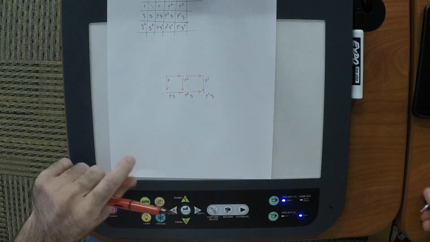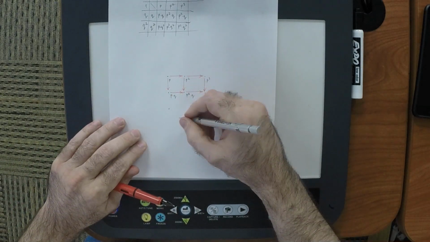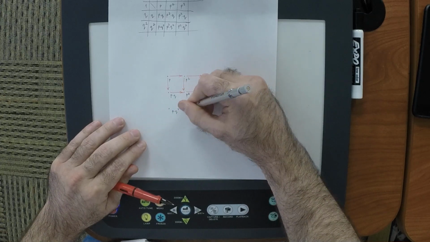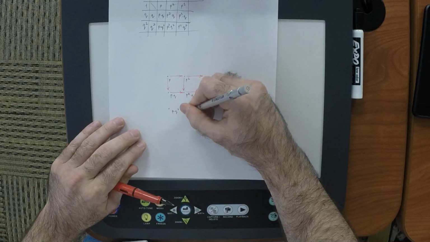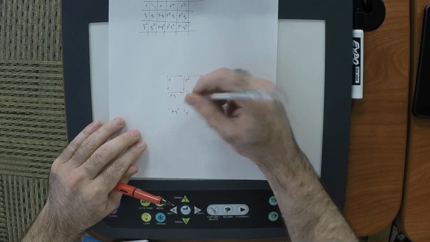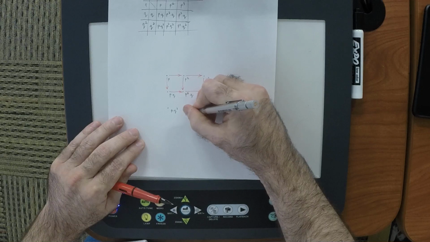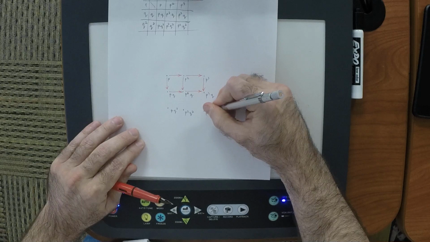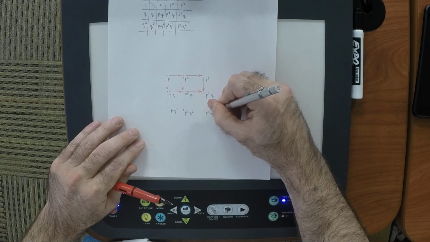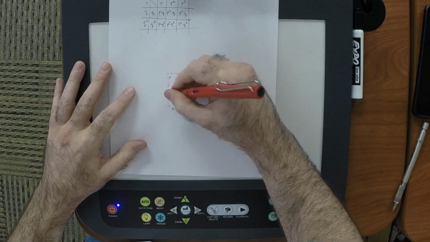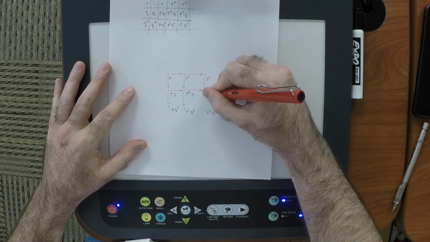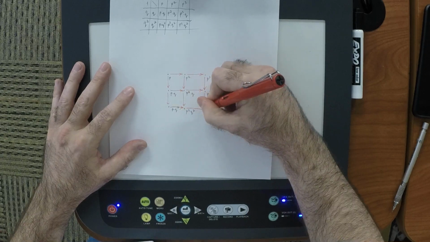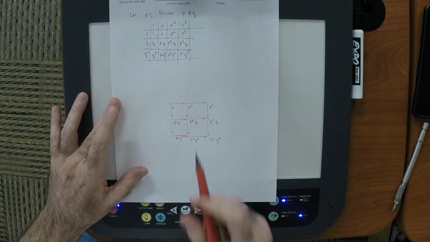All right. You can probably imagine what's coming next. So this will be PQ squared, then P squared Q squared, and then P cubed Q squared. So like that. Right now I have 9.